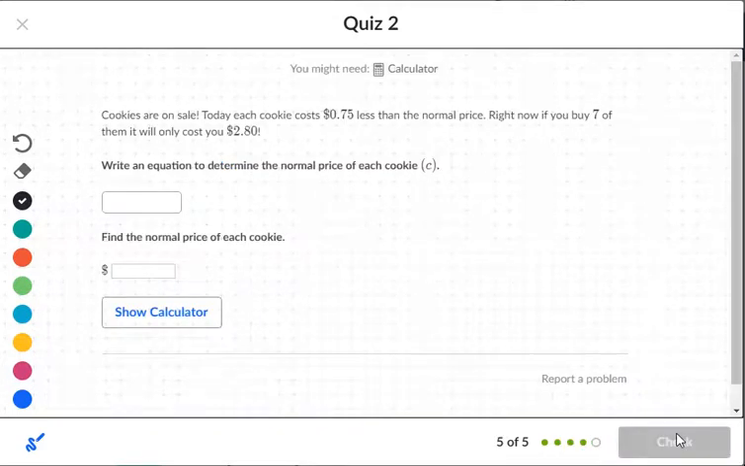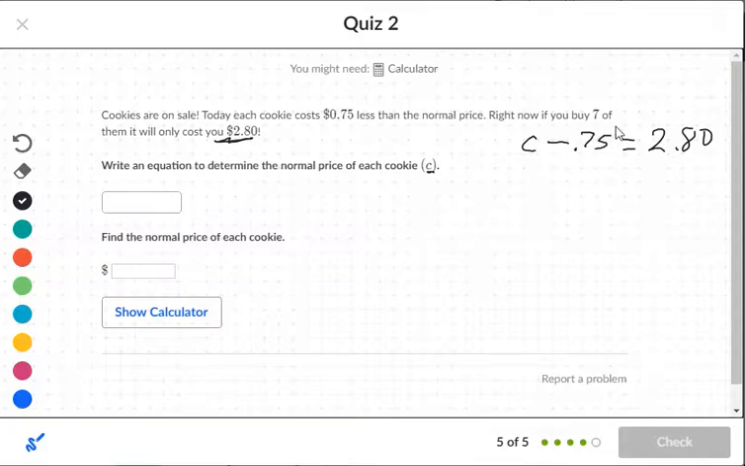Okay, next we have a word problem here, and it says cookies are on sale. Today each cookie costs 75 cents less than the normal price. Right now, if you buy 7 of them, it will only cost you $2.80. So this $2.80 is what the total is. So you want to use the letter C, so the cost of the cookie, which is C, is less than 75 cents. So C minus 0.75.